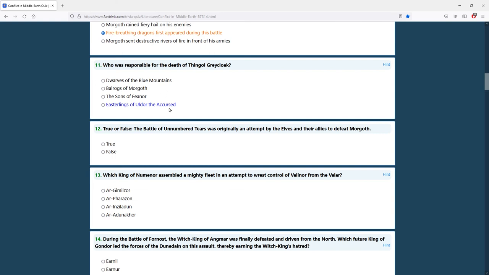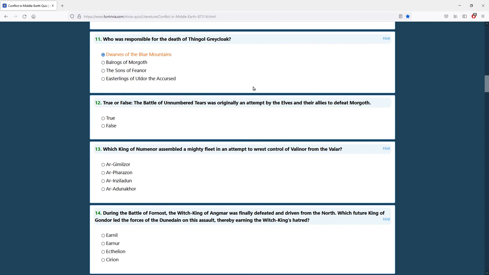I don't know how Thingol died. Is it dwarves? Because I'm pretty sure that there was a fight between elves and dwarves and some kind of elven character got killed, like an important character. Balrogs of Mordor. None of those things sound familiar. The Sons of Fëanor? Nah, I'm going to say the dwarves. But I don't know if it was him.